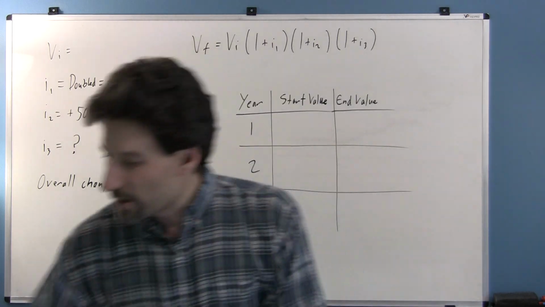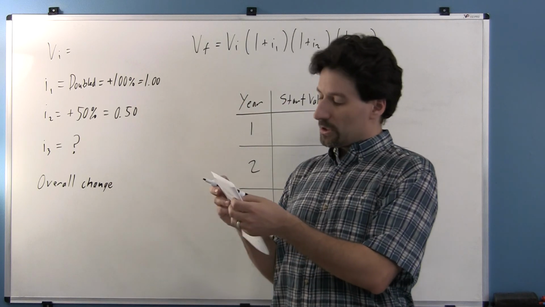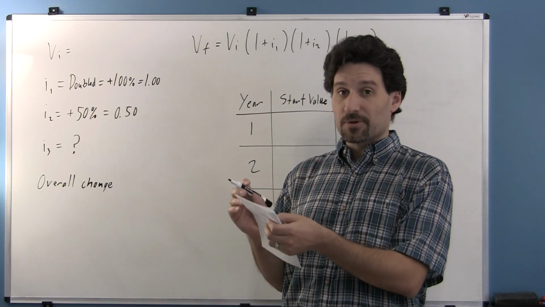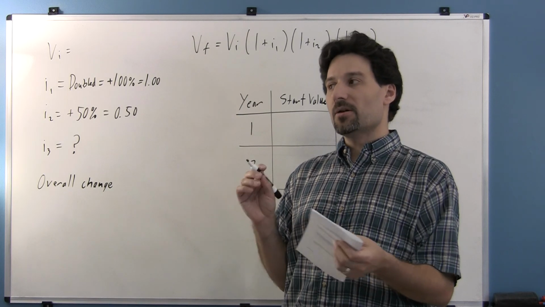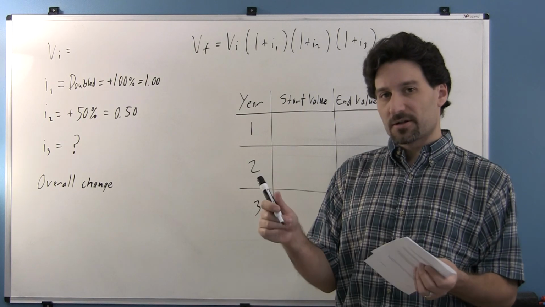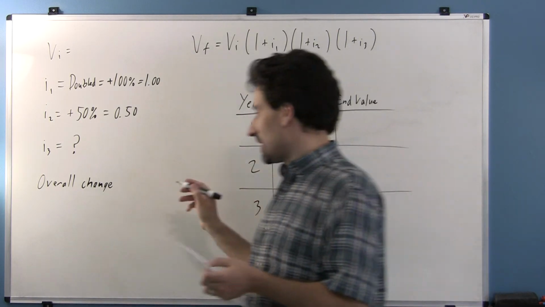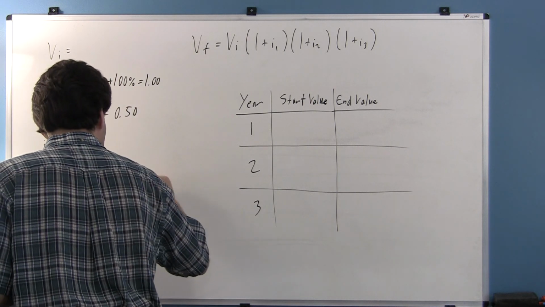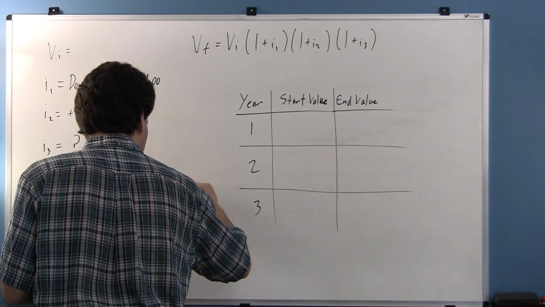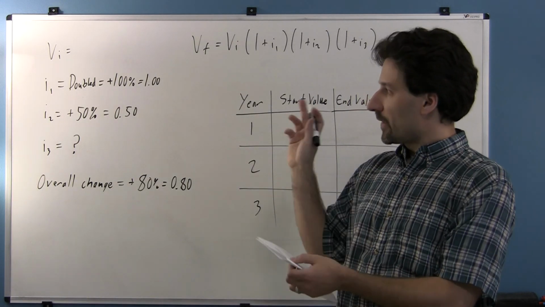What else do we know? She was surprised that her stock's price was up only 80% from the purchase price. So this I'm going to call the overall change. From the very start to the very end, it was only an increase of 80%. So plus 80%, or 0.80. And we'll see what to do with that in a moment.